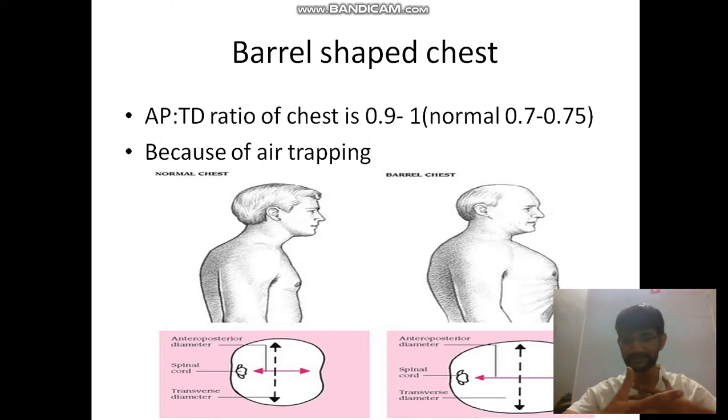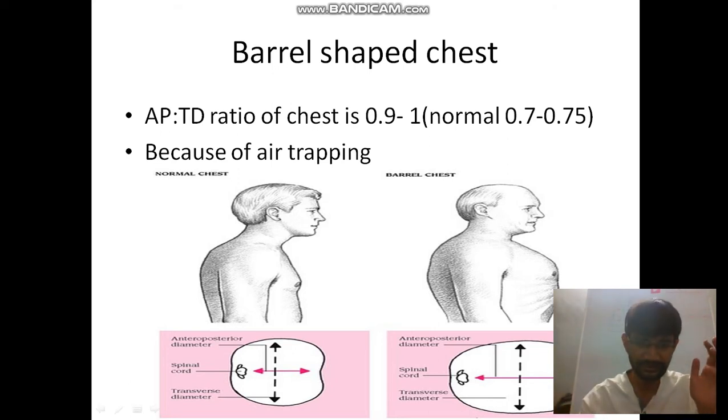So once it increases, the anterior posterior diameter increases. Okay, it becomes like a barrel. So because of that, there is a barrel shaped chest. So what will be the ratio in barrel shaped chest? Anything more than 0.9. Anterior posterior to transverse diameter ratio more than 0.9 is known as barrel shaped chest.